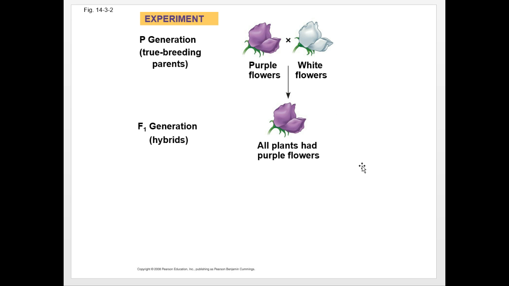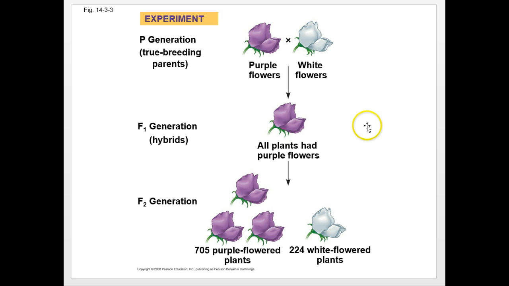Well, Mendel took it a step further, and he took this first filial generation of all purple plants and he crossbred them together. I know that sounds kind of gross because they have the same parents, it kind of looks like here, but that's okay, they're plants. And here's what he got.